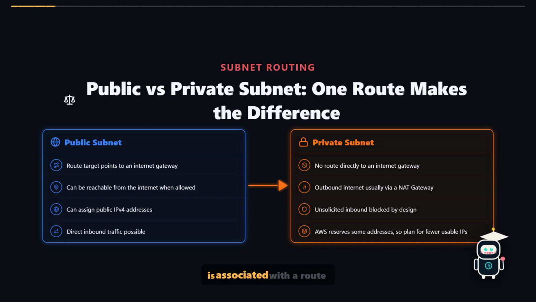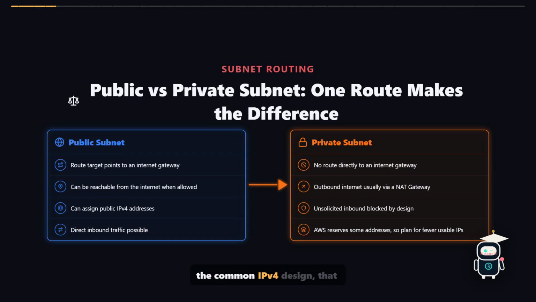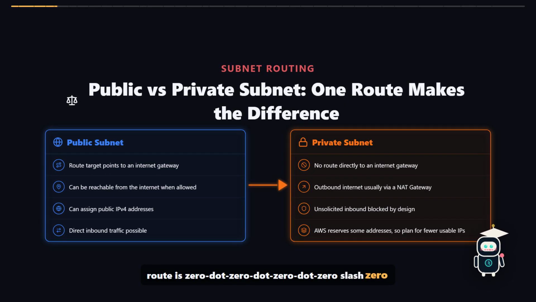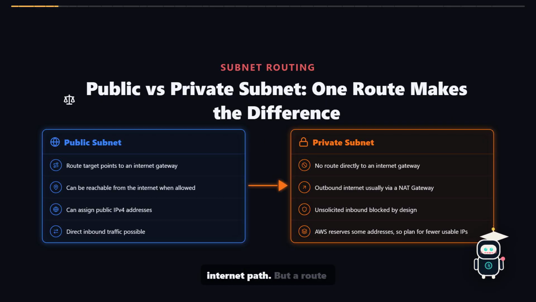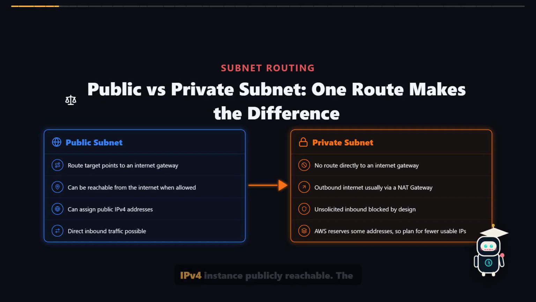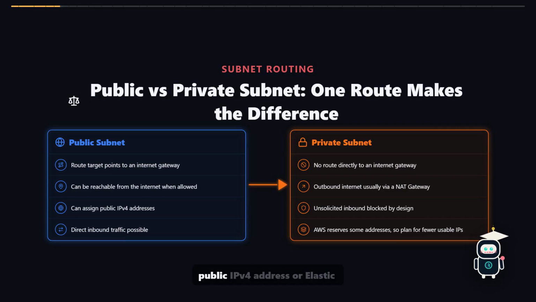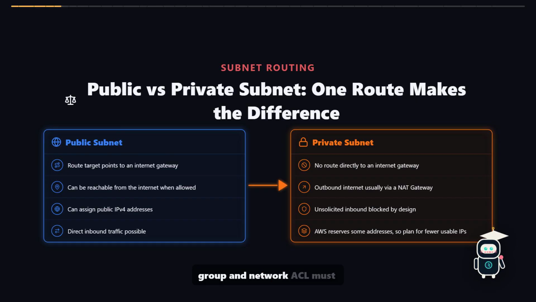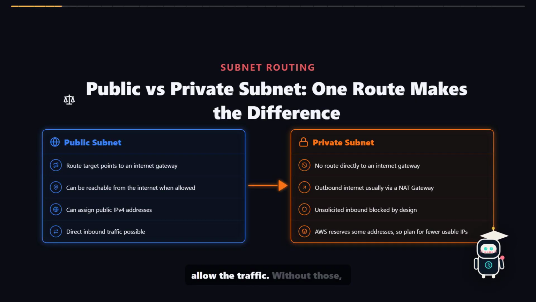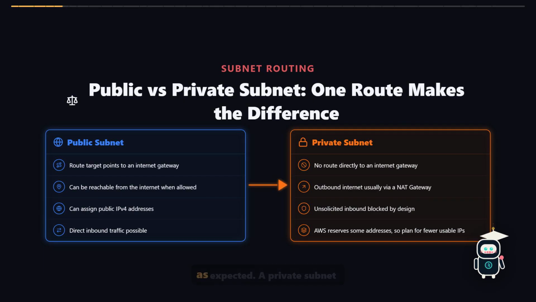A public subnet is associated with a route table that has a route to an internet gateway. In the common IPv4 design, that route is 0.0.0.0/0, pointing to the internet gateway. That gives the subnet an internet path. But a route alone does not make every IPv4 instance publicly reachable. The individual resource also needs a public IPv4 address, or Elastic IP address, and its security group and network ACL must allow the traffic. Without those, the internet route exists, but the instance still cannot communicate as expected.